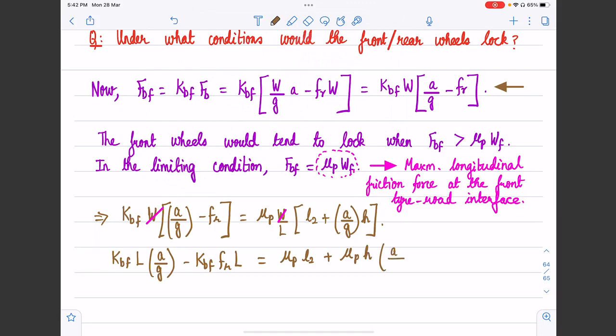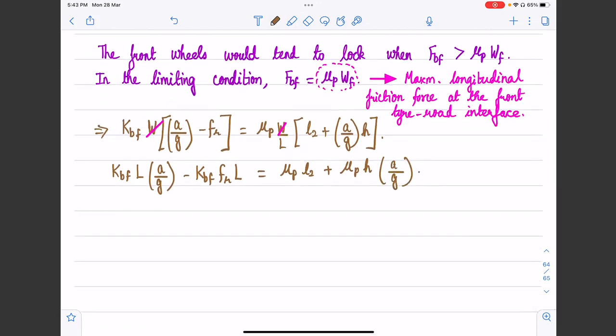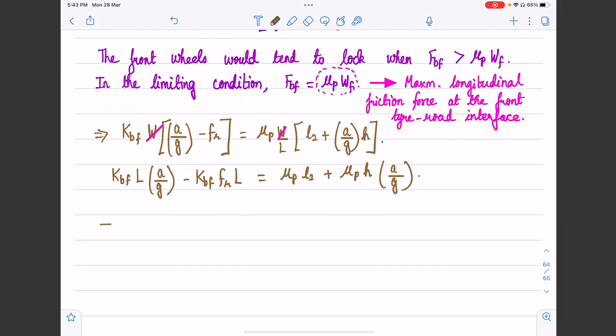We can see that we have this factor A by G common on both sides. What is A by G? A by G is the normalized longitudinal deceleration. A is the longitudinal deceleration, G is the acceleration due to gravity. As we discussed, typically in vehicle dynamics, we normalize all the decelerations with respect to acceleration due to gravity. That's why we are writing A by G.